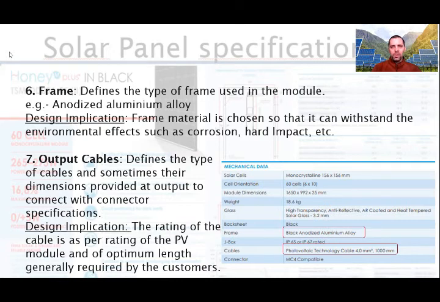A few words about the output cables, which define the type of cables and sometimes their dimensions provided at output to connect with connector specifications. The rating of the cable is as per the rating of the PV module and of optimum length generally required by the customers. This panel has a custom 1 meter long 4 millimeter cable.